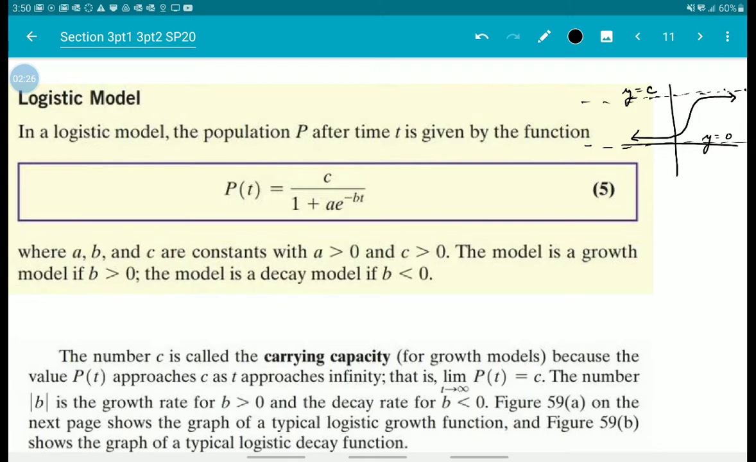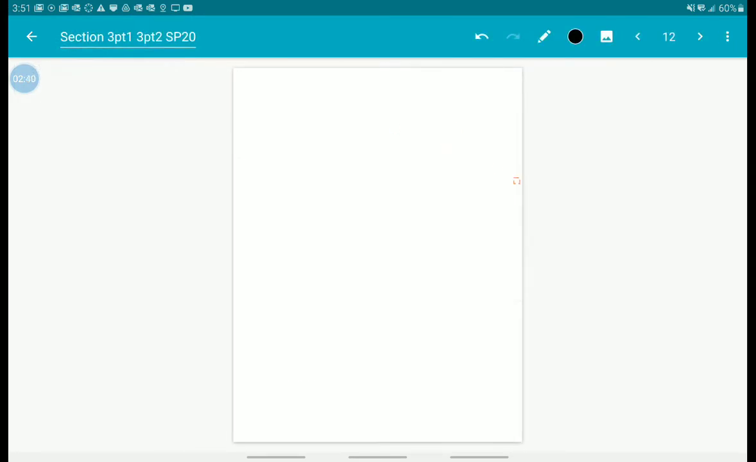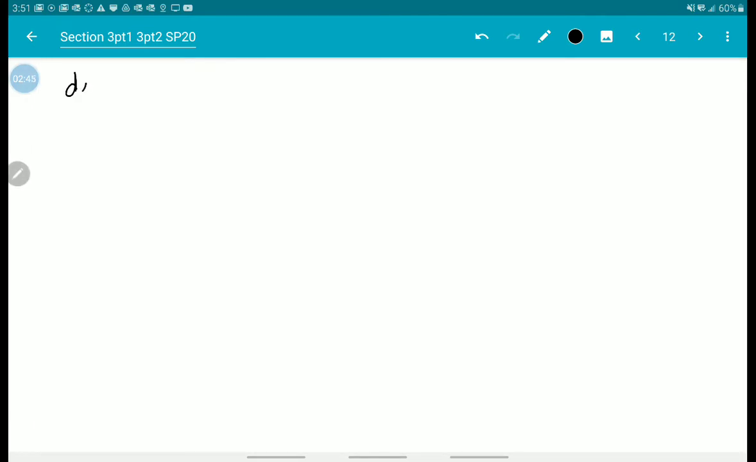So I want to talk a little bit more about where this equation is coming from. I want to derive it from the differential equation, and then we're going to go back and analyze the logistic model a little bit more. So let's start with that differential equation. The differential equation for a logistic model is dy over dt is equal to ky times 1 minus y over L, where L is the carrying capacity. So k is your constant of proportionality there.